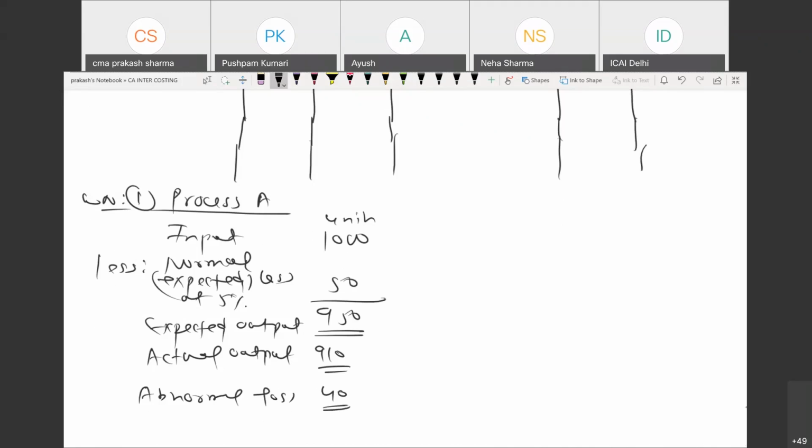Yes, very good. Yes Archana, Nitish, you are also correct. It was quite easy for us. Input introduced was 1000. We expected that 50 units would be lost, so we expected our output to be 950 units. But at the end of the process, we came to know that the actual output is 910 units. So there is an abnormal loss of 40 units. Okay, sir? I guess this is done by you.